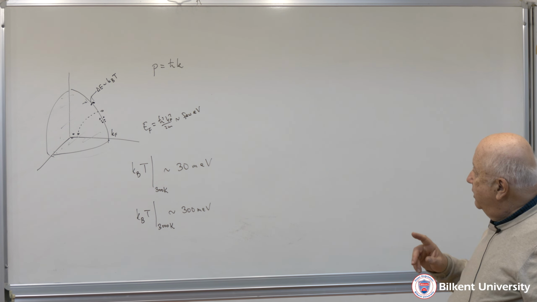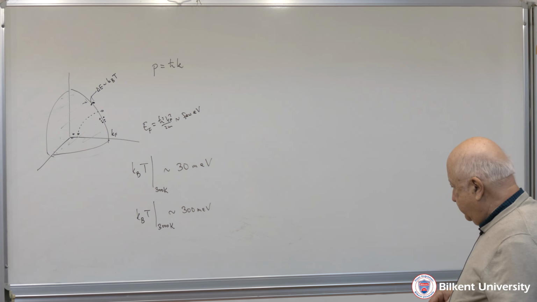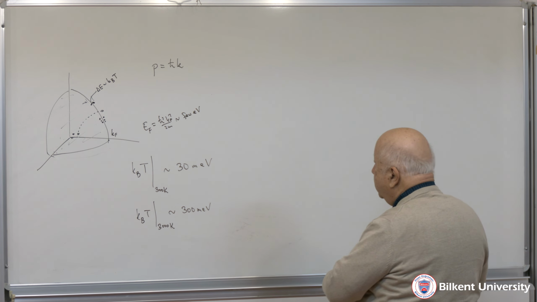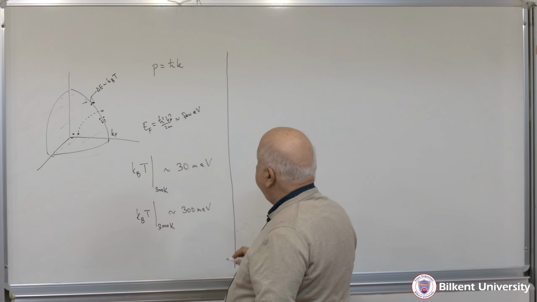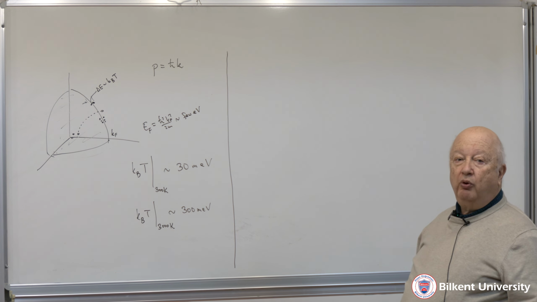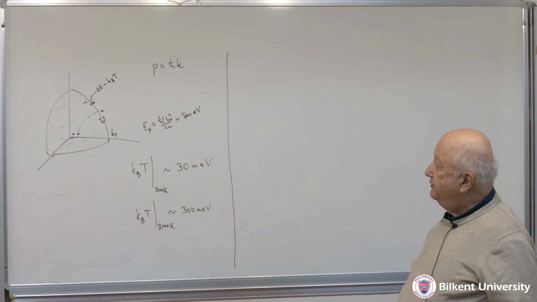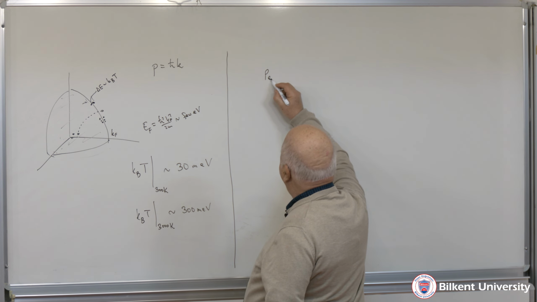Okay, one point about counting these states. You see we have the count over here, but usually you'll see in many places, instead of working with this 1/8 of a sphere, what you do is you use periodic boundary conditions.